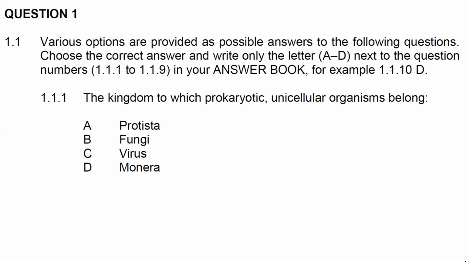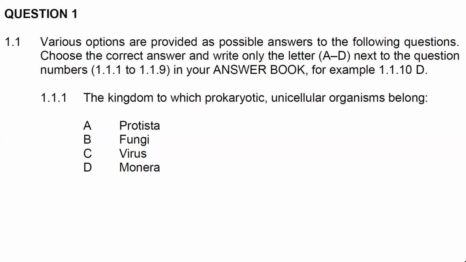Right, the kingdom to which the prokaryotic unicellular organisms belong. So there's certain kingdoms that you need to know. We're here to discuss a lot of these kingdoms in detail, but now we look at a synopsis of the exam structure, some skeletal structure. Right. So what is the kingdom to which the prokaryotic unicellular organisms belong? What kingdom is that? Right.